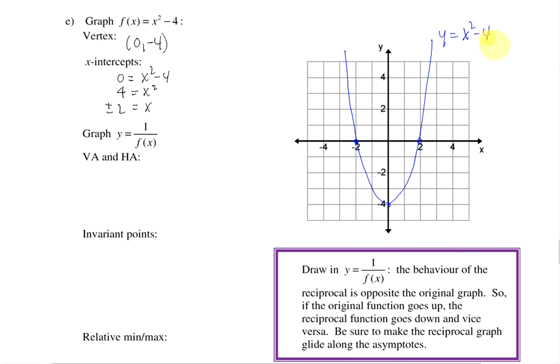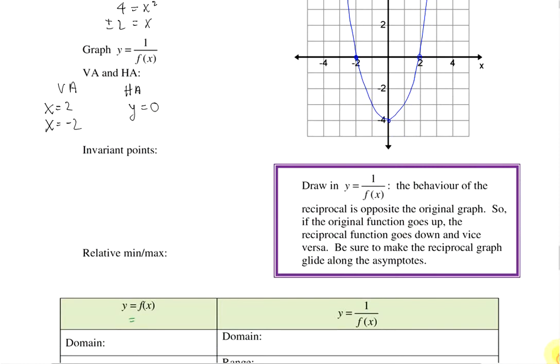So now we will take a look at graphing our reciprocal function. We have vertical asymptotes at x is equal to 2 and x is equal to -2. Those are our x-intercepts of our original function. And we have a horizontal asymptote at y equals 0. Okay, our invariant points, remember they happen when y is equal to 1 and y is equal to -1. So let's plug those in.